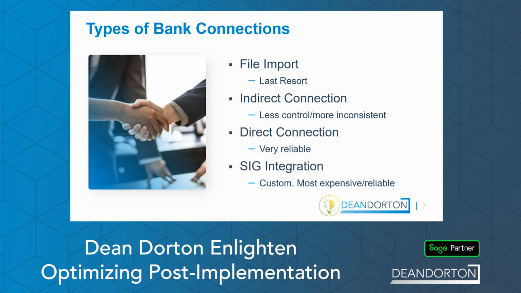Now, if none of these work for you, if you've dropped the name of your bank into the chat feature so that we could see what banks we're working with, and your bank does not have a file export, it does not have a way that we can do a direct connection to Sage Intacct, and you don't want to utilize a third-party product for an indirect connection, the fourth and final option is a SIG integration. SIG integration is direct with Sage, but it is part of their customization team. That is a custom integration that is built directly for you, and it will help connect your banks to Sage Intacct. Because it's custom, it is the most expensive option on the list, but it's also the most reliable. So just know these are the types of bank connections we could have.